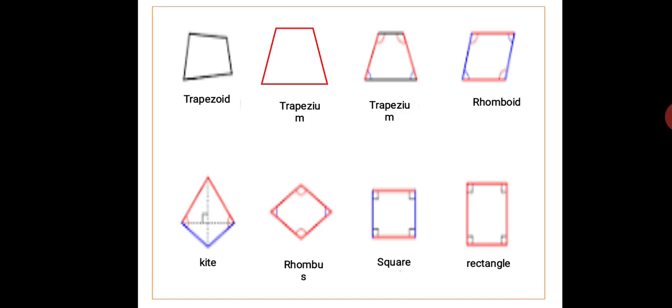You can see your square. The square, all the angles are right angle, but also the sides are equal. Rectangle, the same thing. The opposite sides are equal and all the angles are right angle. So rhomboids are formed from rectangle, while rhombus are formed from a square.